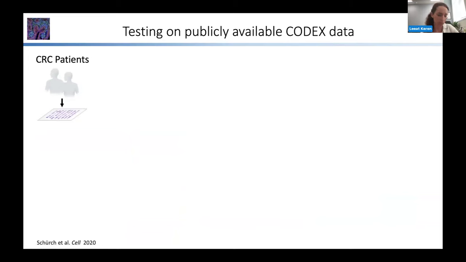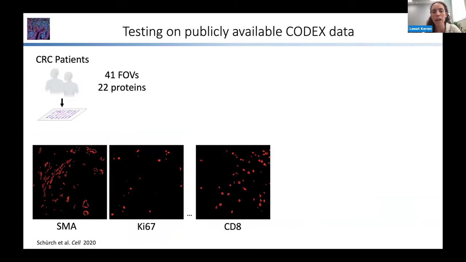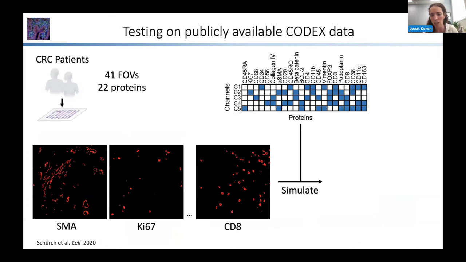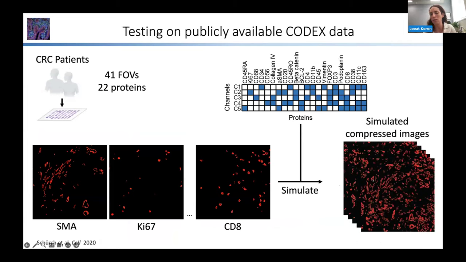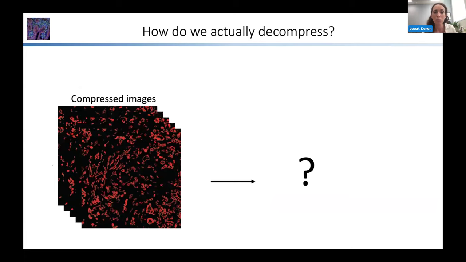Okay, so in order to test that, what we did is we started with a publicly available data set of colorectal cancer. In it, we had 41 fields of view, staining for 22 proteins. Each one of them was stained in isolation. And we did simulations. We said, let's imagine that we stained these 22 proteins in only five channels. We'll simulate the compressed images. And because this is all simulations, we have the compressed images and we have the ground truth, so we can evaluate our approach. So how do we actually do this?